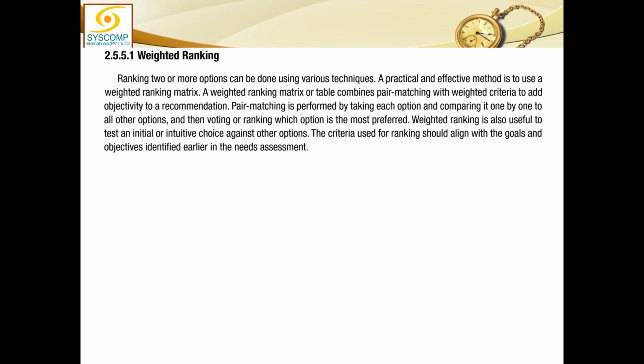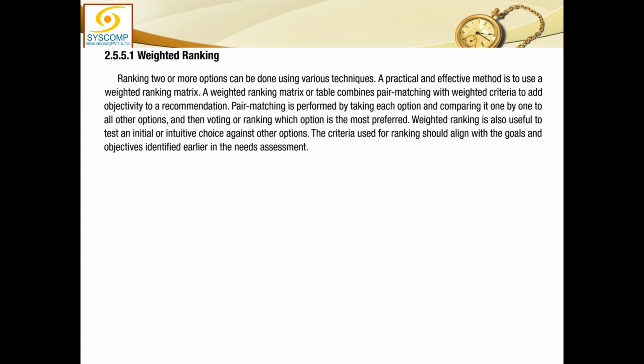So when you have two or more options, a practical effective method is to use a weighted ranking matrix. A weighted ranking matrix or table combines pair matching with weighted criteria to add objectivity to a recommendation. So you will compare two options and choose which is best in a certain capability, and then whichever is the best is compared with the next one, and that's how you keep finding which is the best option.